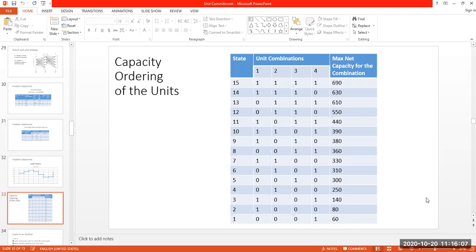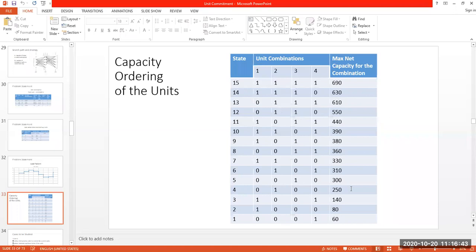So you see at the bottom, the bottommost row says 0, 0, 0, 1. So unit number 4 is on. Then what is your maximum net capacity? You're not including the 0, 0, 0, 0 state here. The remaining are simply the binary combinations of all the 4 units, from 1 up to 15, and accordingly you can fill this up. The last column says the maximum net capacity.